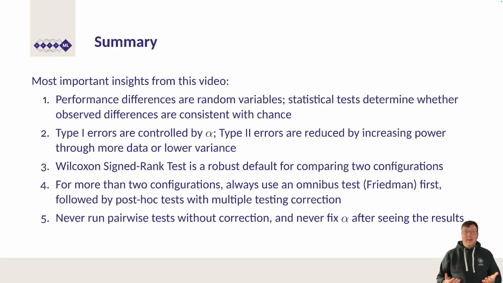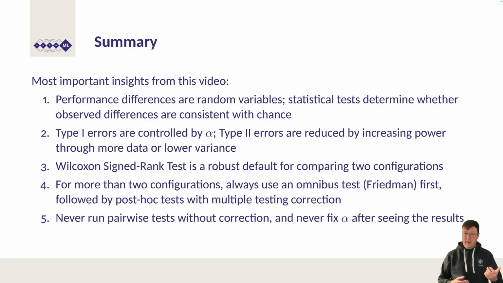Let us close with the key takeaways from this section. Performance differences are random variables. Statistical tests give us a principled way to decide whether observed differences are consistent with chance. The significance level, alpha, controls the type 1 error rate and must be committed to before running any test. Understanding the two error types is essential. Type 1 errors, false positives, are controlled by alpha.